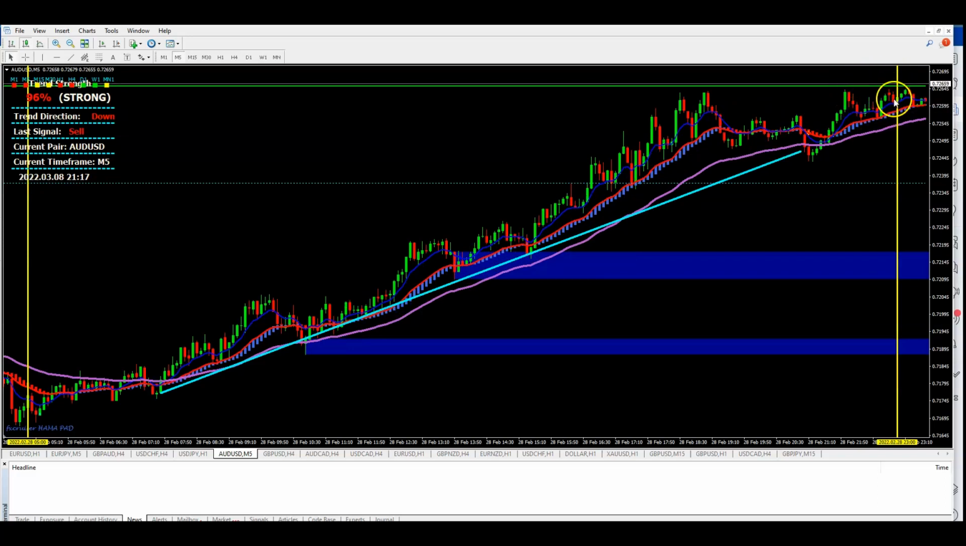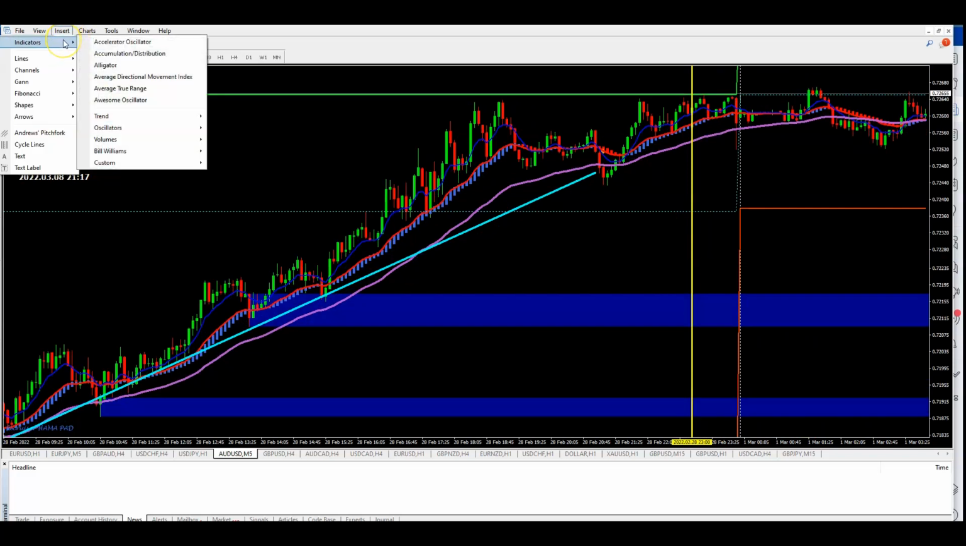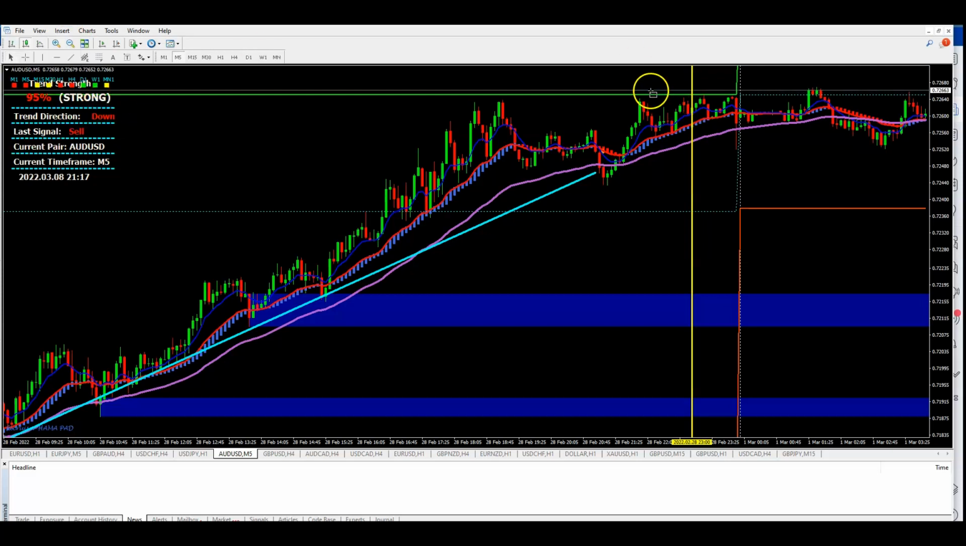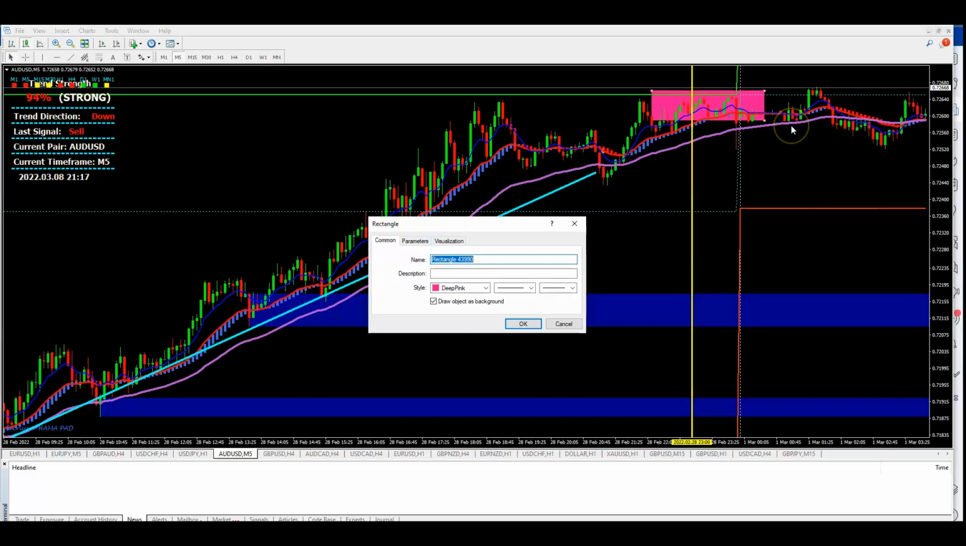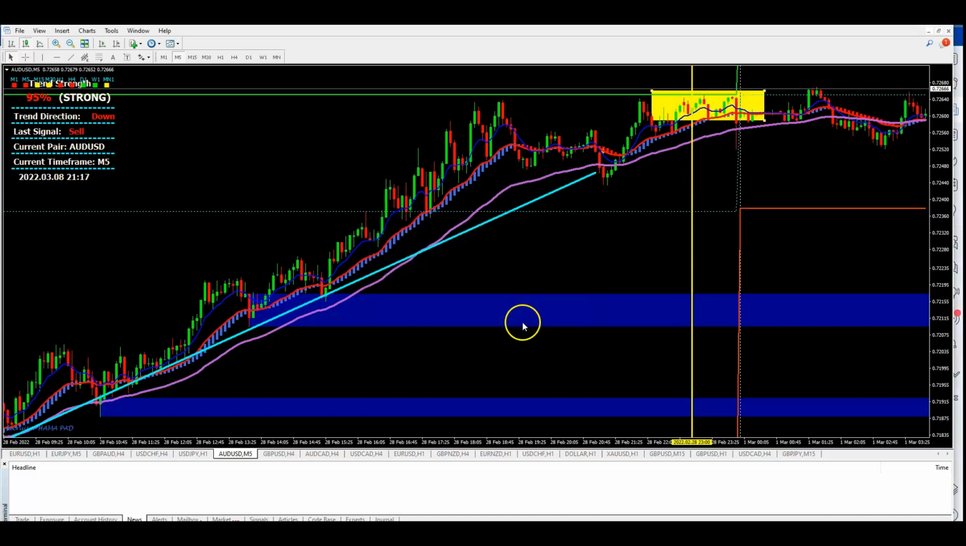And as you start getting this sideways motion, like I always say about the sideways motion, you can know what it is by going into your shapes and rectangle and just marking anything that's going sideways. You can change the color by double clicking it, going into rectangle properties and changing it. I'll change that to yellow. That way you'll just keep up with what you're doing.